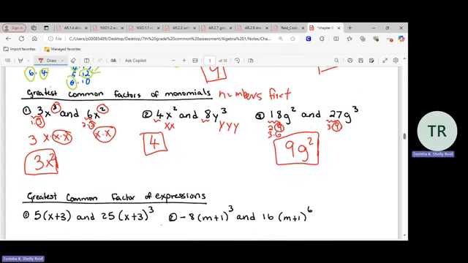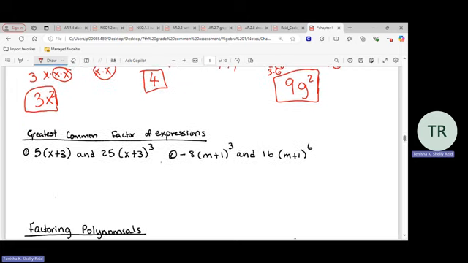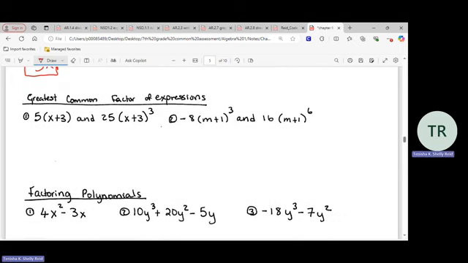So now let's use that same concept, and we're going to factor out the greatest common factor of expressions. So here we are. We have 5x to the third. Technically, there's only one of them. And 25(x plus 3) to the third. Always remember, numbers first, or coefficient first. So first, you're looking at the 5 and the 25. Well, what's the greatest common factor between 5 and 25? It's evidently going to be 5.